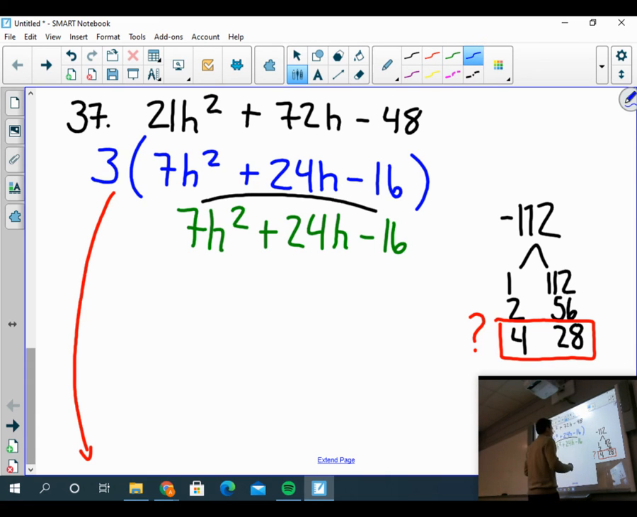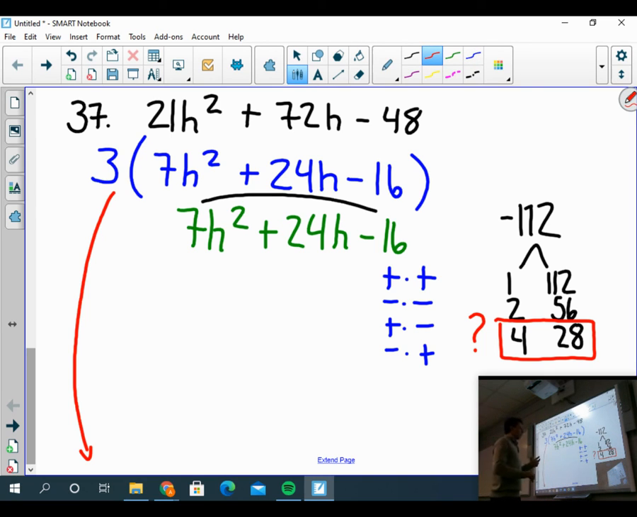Remember, there are 2 parts to the signs. First, deal with the multiplication. The 7 times negative 16 gave us a negative 112. Well, our 4 options for signs are as follows. And I need to get a negative 112 via multiplication. So I can't have a positive times a positive or a negative times a negative, which means my factors have to have opposite signs. Now I look to the middle term, which is positive 24.